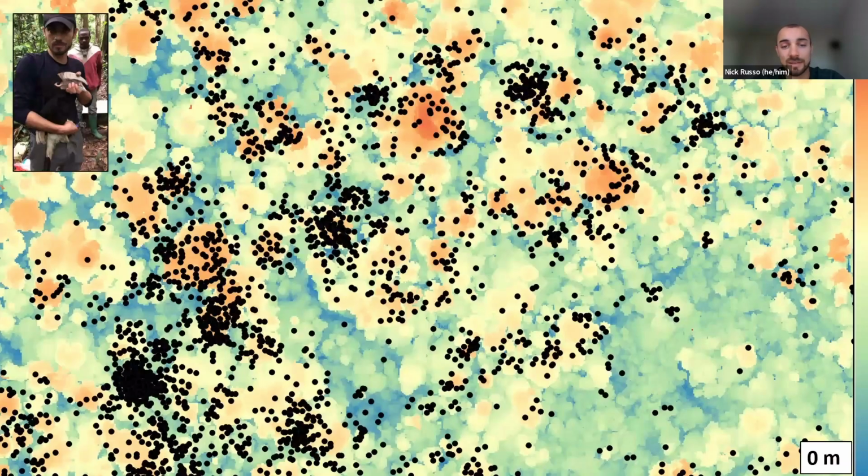And this is just to give you a visual of what this relationship looks like. So each of these black points are GPS locations of a male white-thighed hornbill, the one in the upper left part of the screen. And you can see how these GPS locations cluster around some of the tallest trees in the landscape, and how this bird seemed to be avoiding areas of lower canopy height, such as the region in the lower right part of the screen.